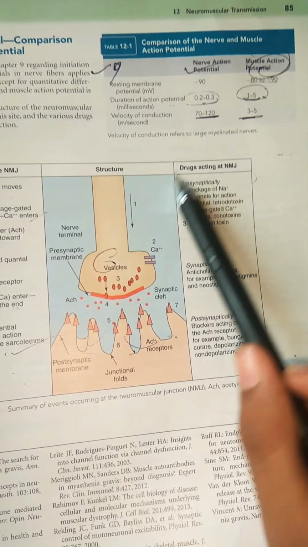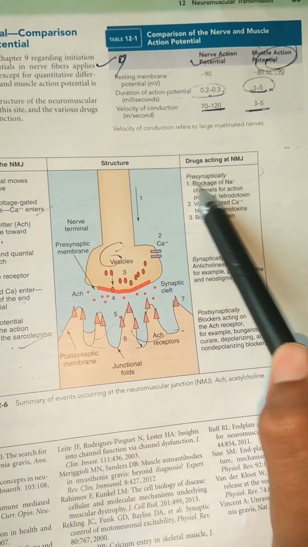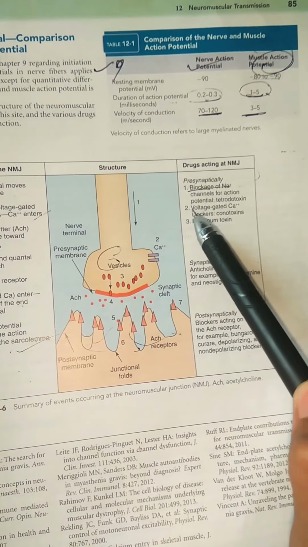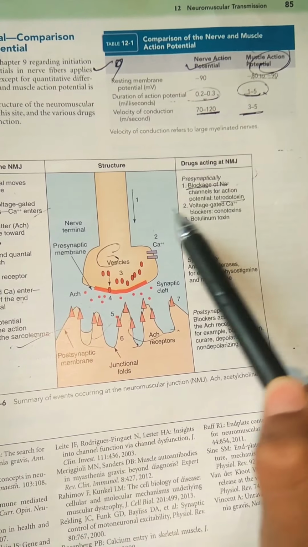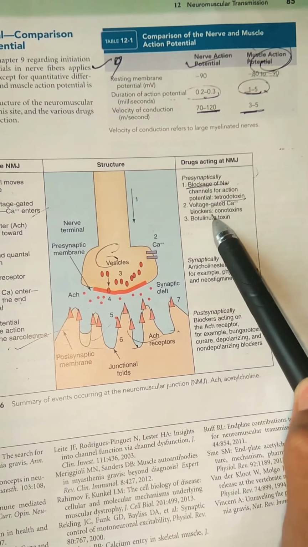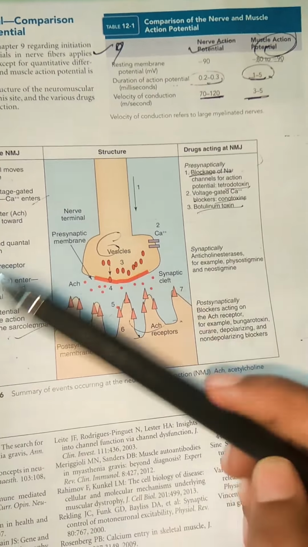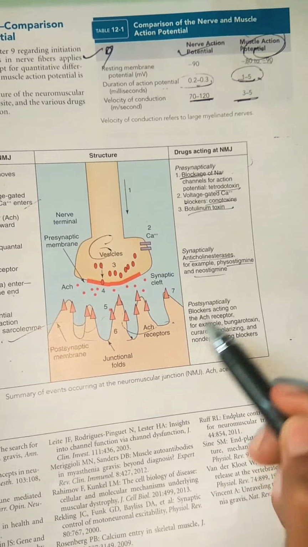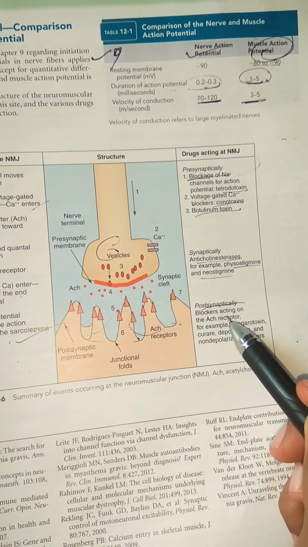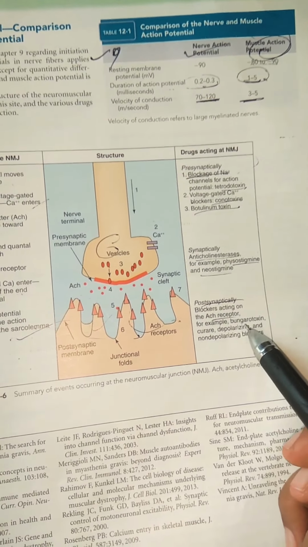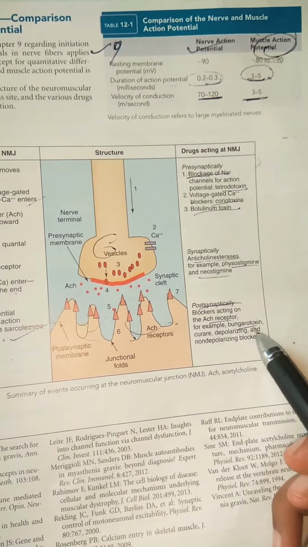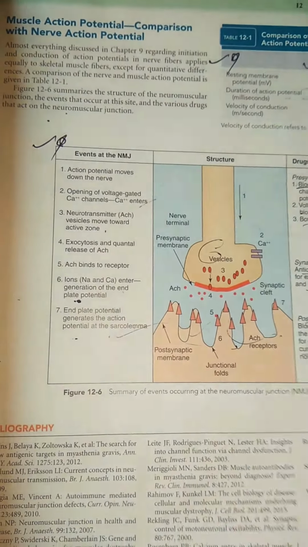And next, drugs acting at the NMJ. Presynaptically, blockage of sodium channels for the action potential is by tetrodotoxin, and voltage-gated calcium channel blockers are conotoxins and botulinum toxin. Synaptically, there are anticholinesterases, for example physostigmine and neostigmine. Postsynaptically, there are blockers acting on the acetylcholine receptor, for example bungarotoxin, curare, and depolarizing and non-depolarizing blockers. So this is all about the neuromuscular junction, a very fast, quick review.